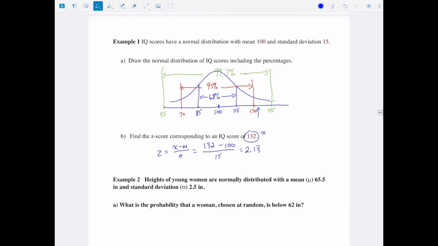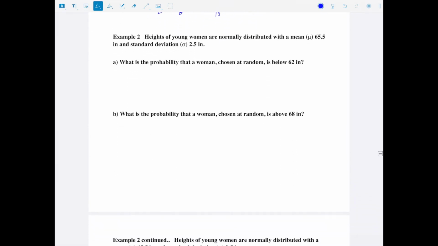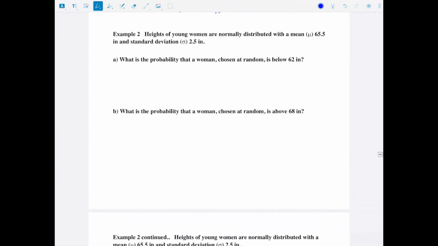Okay, that doesn't have a lot of meaning though, so let's go to example 2 and apply this to some situations. The heights of young women are normally distributed. This is key. We always have to know it's normally distributed, with a mean of 65.5 inches and a standard deviation of 2.5 inches. What is the probability that a woman chosen at random is below 62 inches?